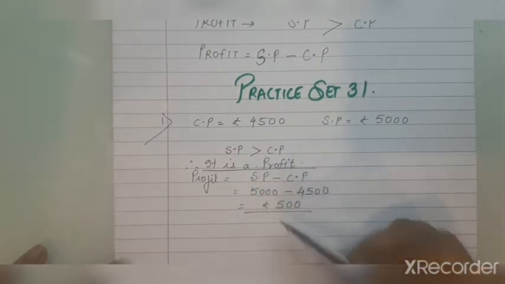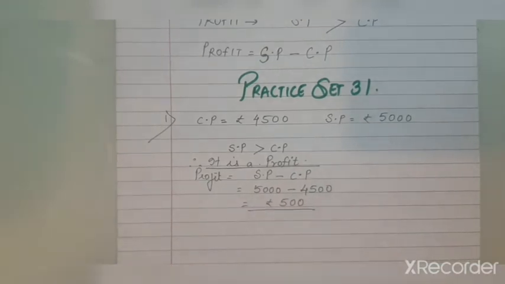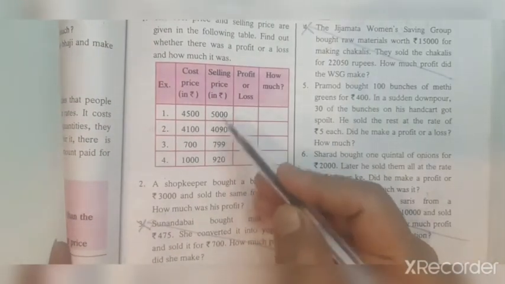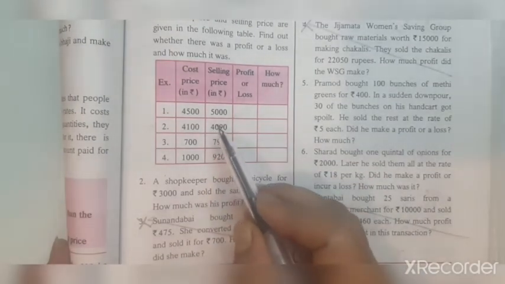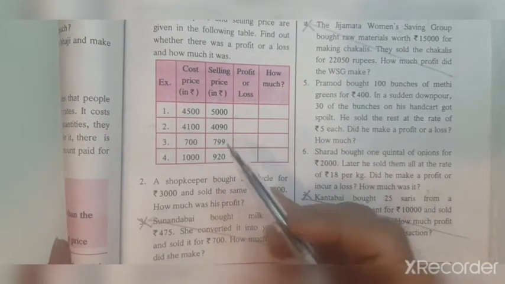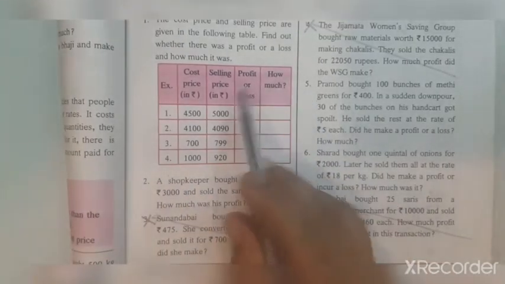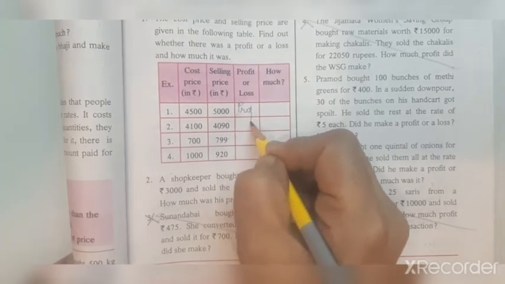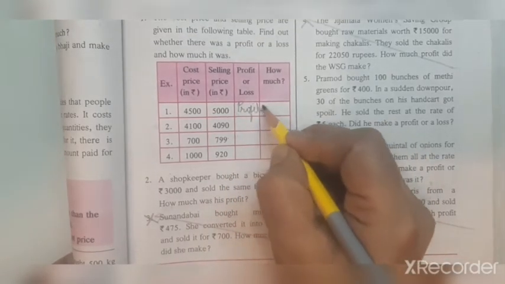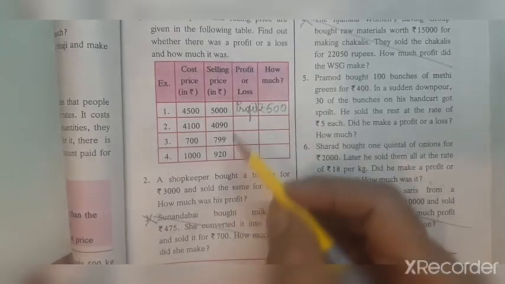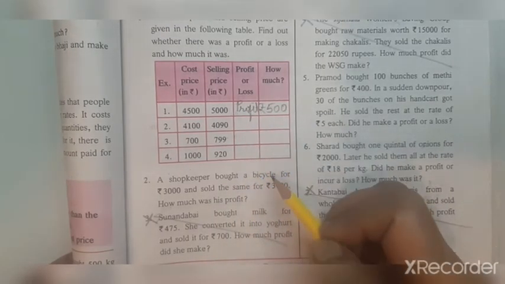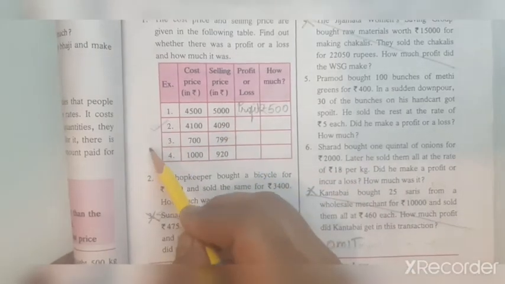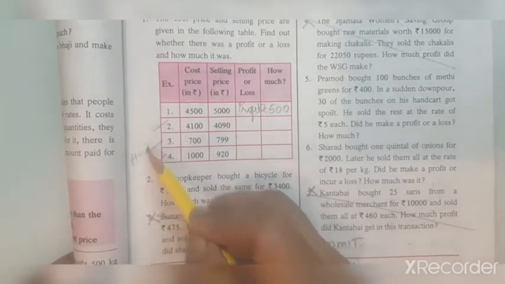You have to follow these steps. Since it is a profit of rupees 500, after you finish solving all the four sums in the manner that I showed you, at the end you will draw this table and write that it is a profit, and in the last column you will write how much? 500. In this way the answers will come, whether it is a profit or a loss. So you are going to do the second, third and fourth for homework.